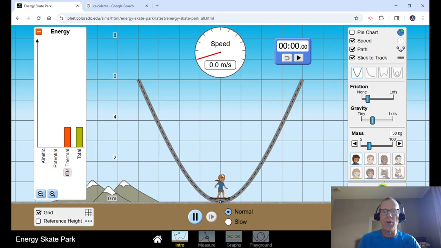So that is just a brief overview of energy. Hopefully that was a good introduction to the concept and will help you kind of see things, and feel free to go to the PhET simulation and try some of these things yourself.